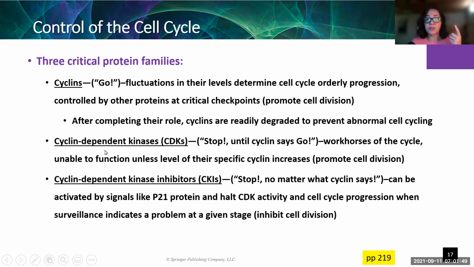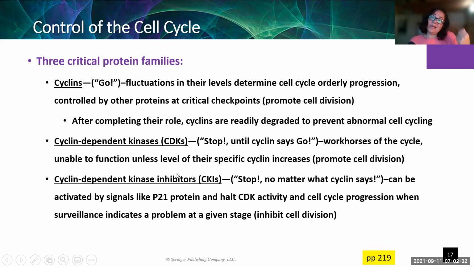The molecules that are going to respond to that go signal have been in place. They're kinases. They're enzymes that are going to do a job. They phosphorylate something else. And they depend on the cyclin signal coming in and telling them to do their job. So they're referred to as cyclin-dependent kinases. These molecules basically slow down the cell cycle until cyclin says go. So when the cyclin level goes up, these cyclin-dependent kinases say, okay, let's move forward.